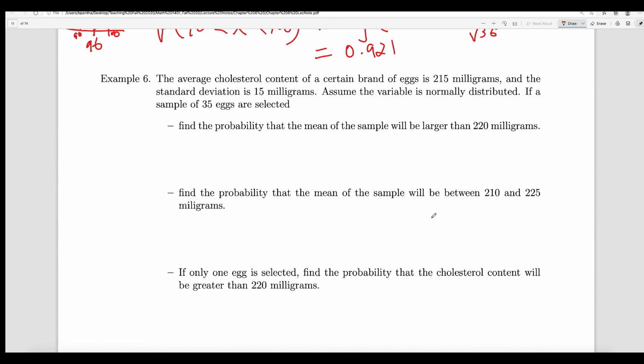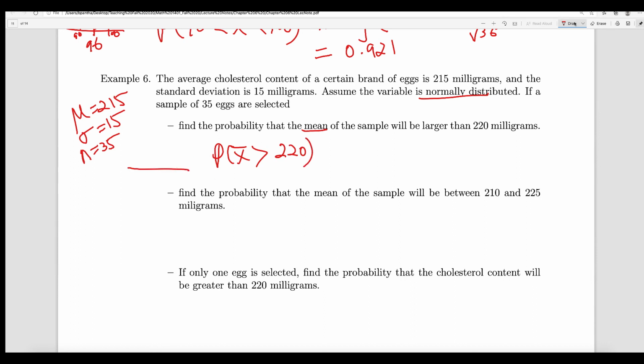The average cholesterol content of a certain brand of egg is 215. So mu, the population mean, is 215 and the standard deviation is 15. Assume that the population is normally distributed. All these problems need either a normal distribution or a sample size greater than 30. If a sample of 35, n equals 35, is selected, find the probability that the mean, that is the probability of x bar, is larger than 220. So how do you do that? Let me use a different color.